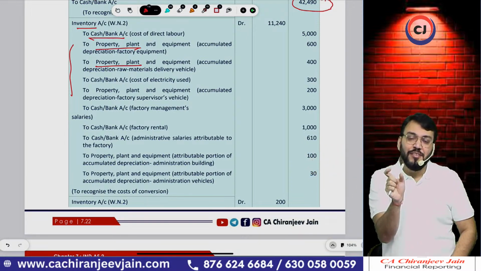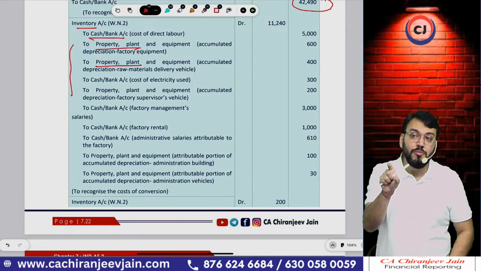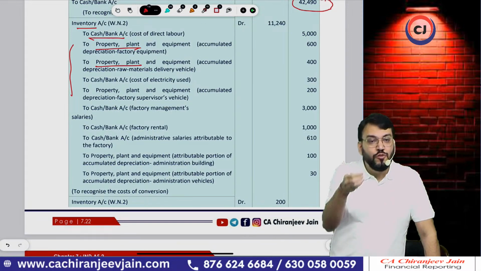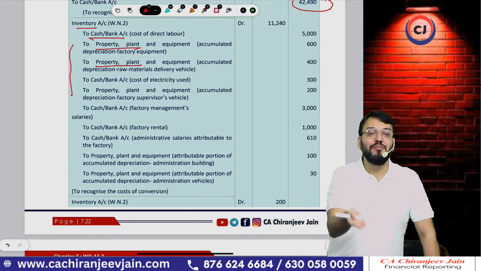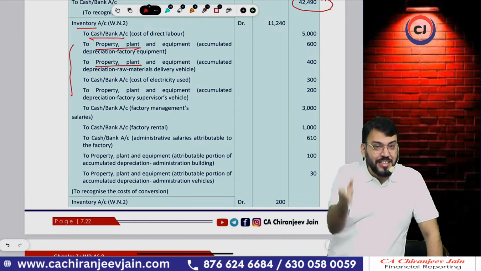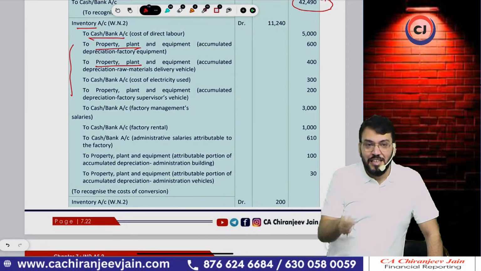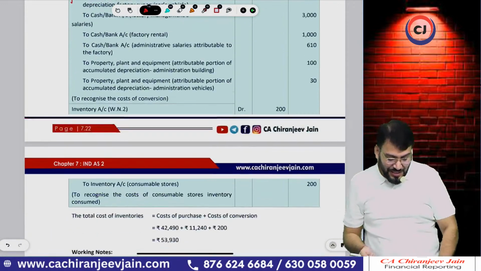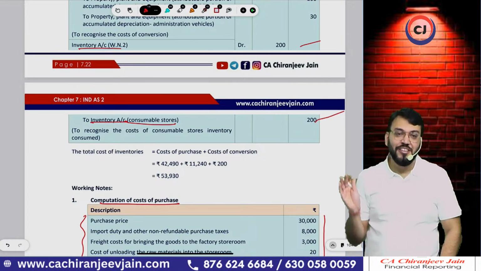There is one more point, variable overhead consumables. What can the journal entries be? Consumable means indirect material. First you will purchase it, and that will also be debited to inventory only. So one inventory will increase and another inventory will decrease. Inventory of material will decrease and inventory of finished goods will increase. So you can see they have given this journal entry: inventory of finished goods increases and inventory of consumable stores decreases.